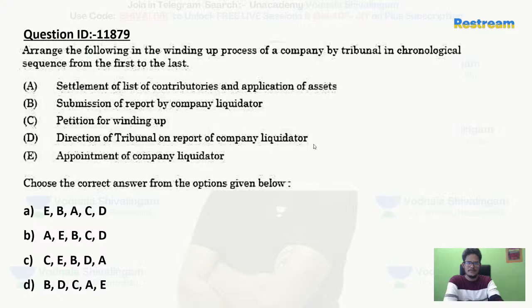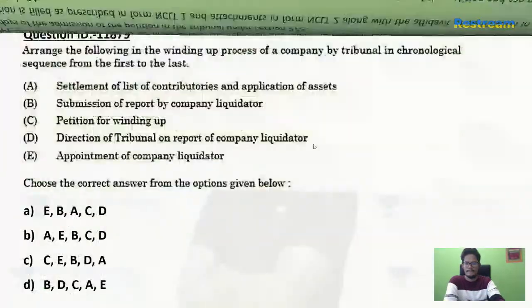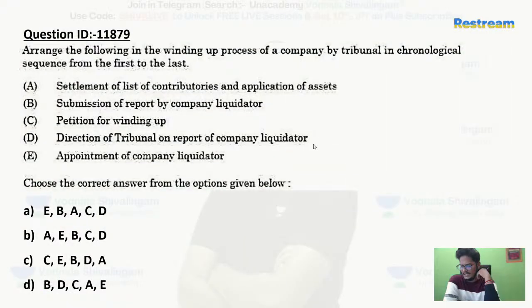Winding up process of company by the tribunal in chronological sequence. This is the last and final question, guys. With this, we are putting an end to all three shifts of accounting and auditing previous year questions.